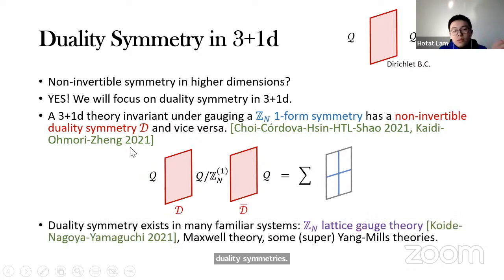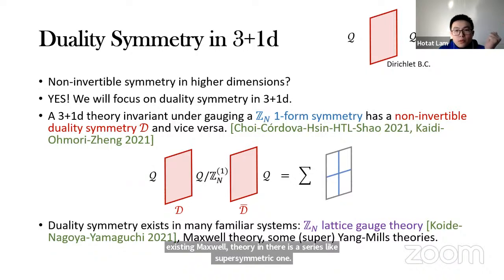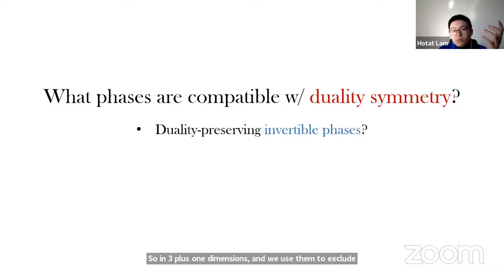Okay, so it turns out that these duality symmetries exist in many familiar examples. For example, they exist in Z_N lattice gauge theories, which is going to be the prime example that I'm going to discuss. Also they exist in Maxwell theories and various Yang-Mills theories, like supersymmetric ones and non-supersymmetric ones. The question that I'm going to answer in today's talk is: we have this nice set of non-invertible symmetries in 3+1 dimensions, can we use them to exclude some phases? For example, are there duality preserving invertible phases?